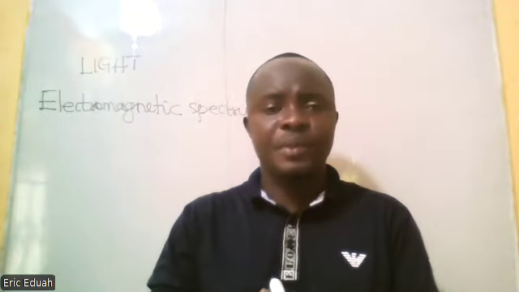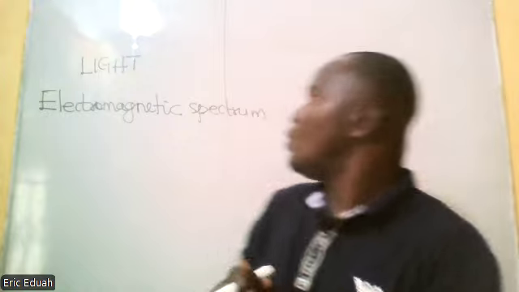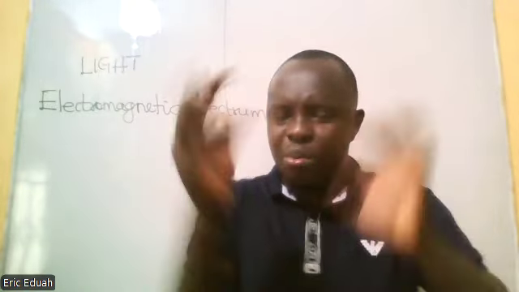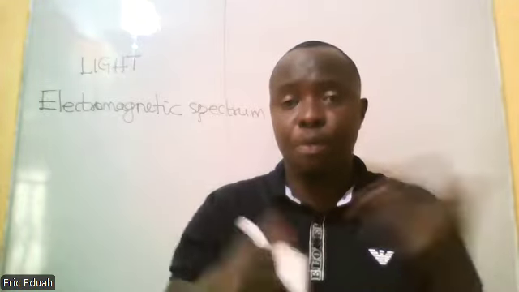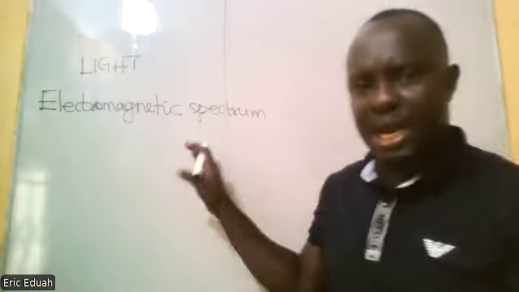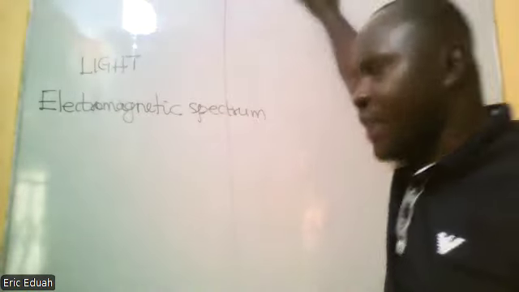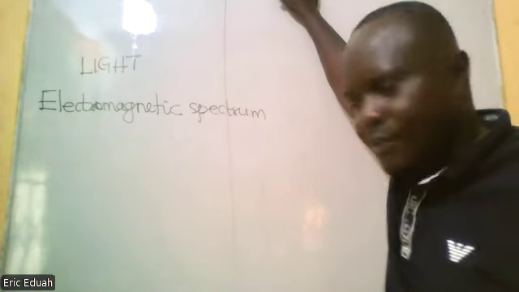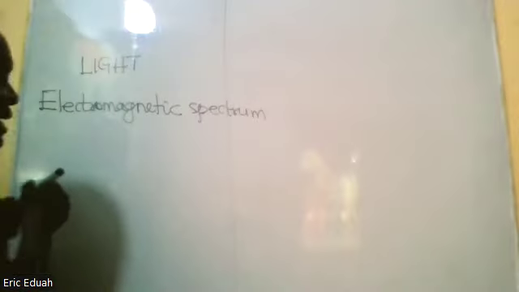We have some waves which we classify based on their common features or properties. We put them under one umbrella, and this umbrella is what we are referring to as the electromagnetic spectrum. So we have what we call electromagnetic waves, EM waves.